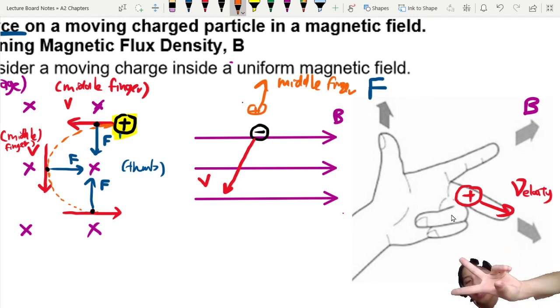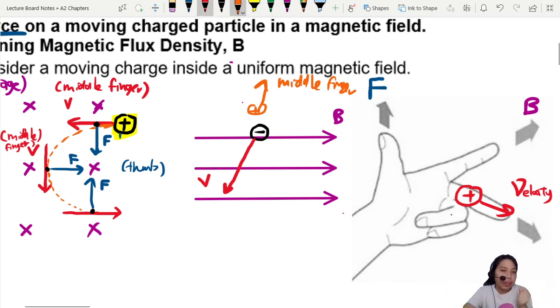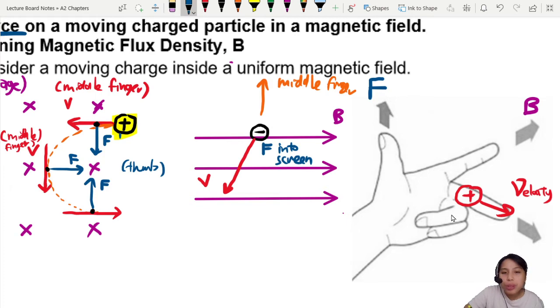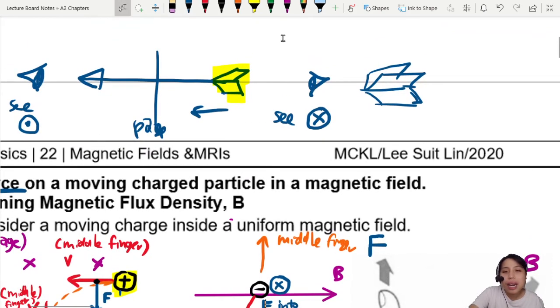Where's your thumb pointing? You have to really twist your hand a little bit, but you will notice that your thumb is poking the screen. So how to write the force? I just say the force is going to be into the screen. So this particle will sink into the screen and start turning. Wow, this one is a challenge. Remember you point your middle finger upwards. It'll be at an angle, but that's okay, it just won't be maximum force. So, force into the screen. What symbol do we use? We use the into-the-screen X, because if this is your eye, you are seeing the force pointing into the page or screen.